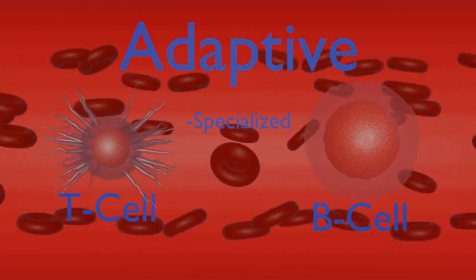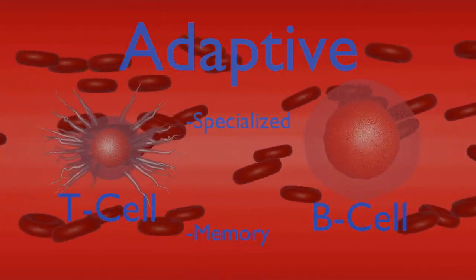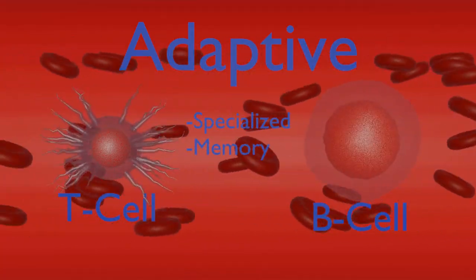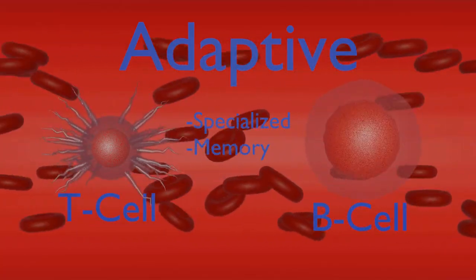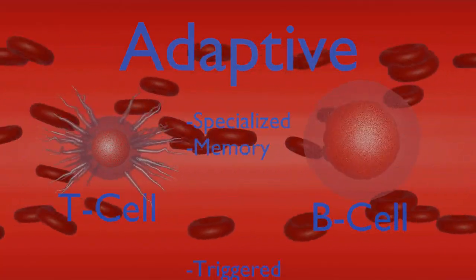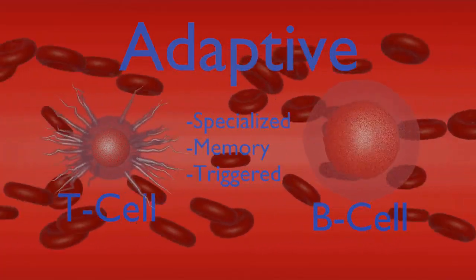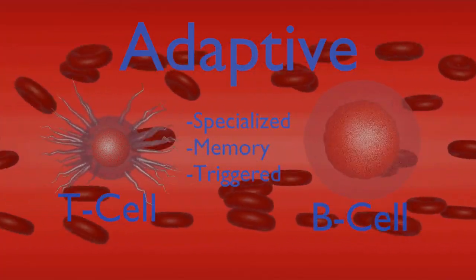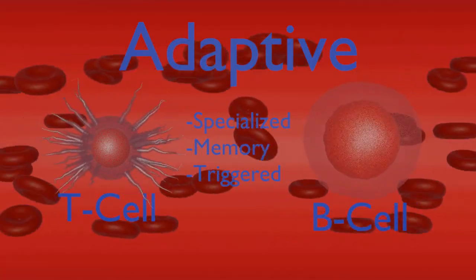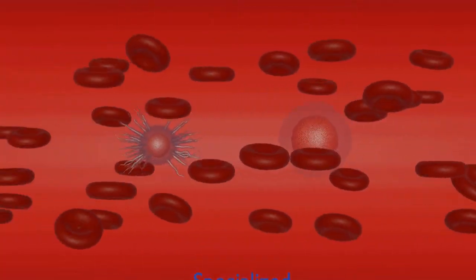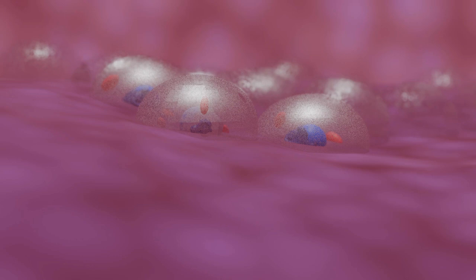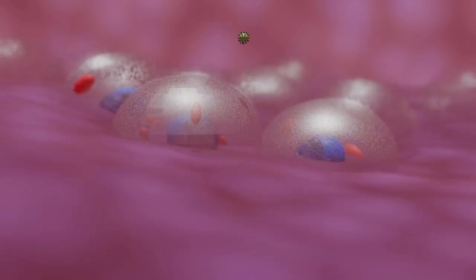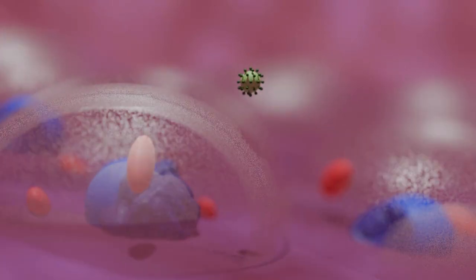Each cell also has its own form of memory, which it uses to remember what it fought. This is how you can become immune to certain diseases. These cells also have to be triggered by an external source, such as a dendritic cell. Now the virus has found its way to its host cell, and it begins its infection and reproduction process.